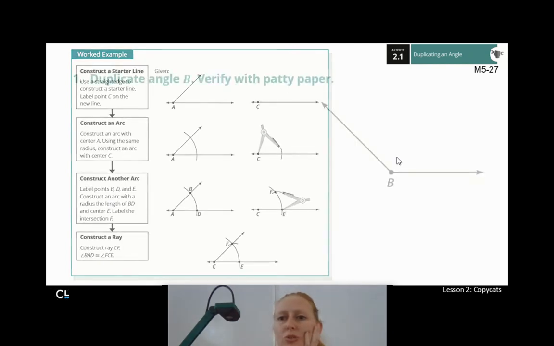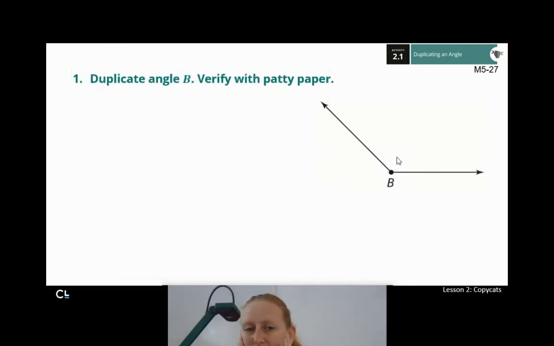So I would like you to try this. Down at the bottom of page 27, M5-27, you have angle B. Don't worry about verifying it with patty paper. I just want you to duplicate angle B. Go ahead, hit pause, see what you can do with this, and then hit play when you're ready to check your work.